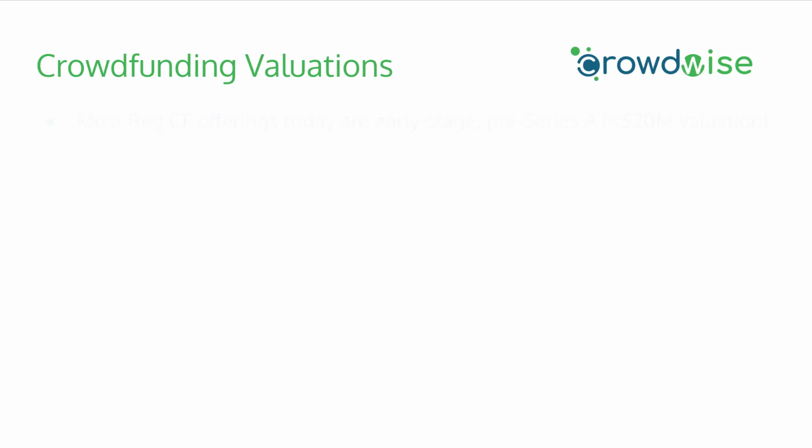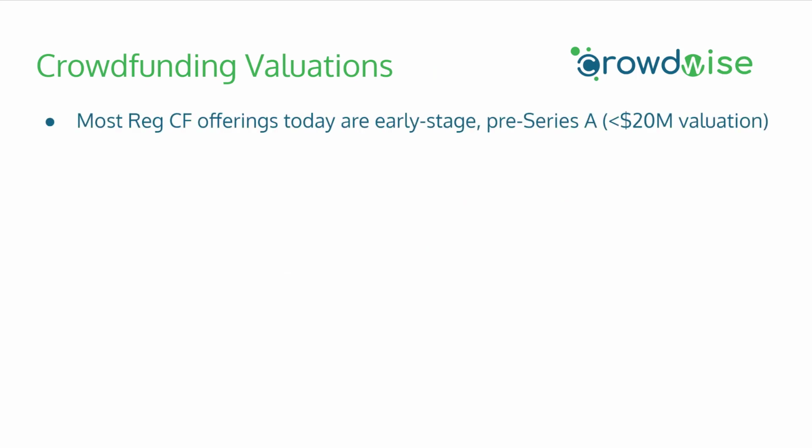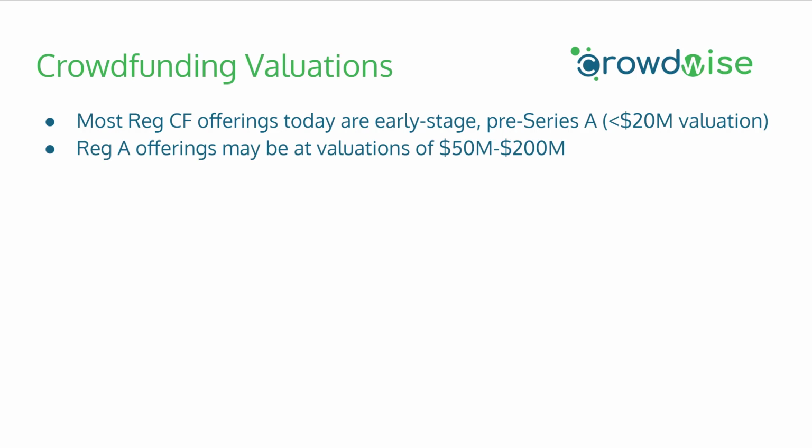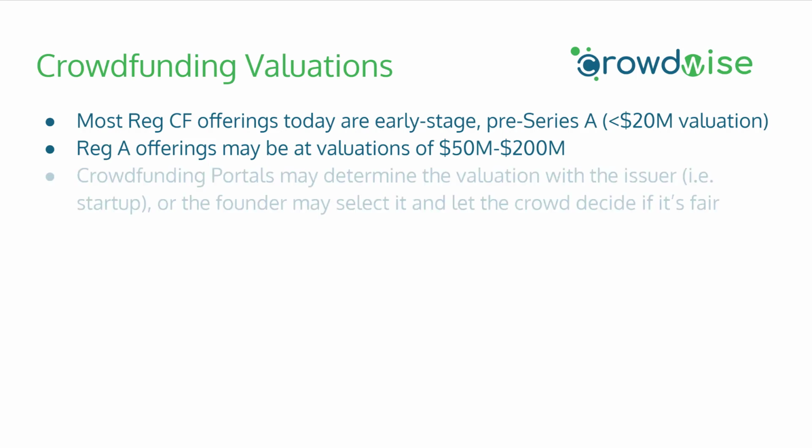On crowdfunding portals, let's talk about those valuations and how that works. Most Reg CF offerings today are early stage, so it's going to be pre-Series A, probably less than a 20 million valuation, and even less than a 10 million valuation in the majority of circumstances. However, you'll also see some Reg A offerings on some of these funding portals, and those you may see valuations of up to 50 million, even 200 million and above I've seen on some offerings.